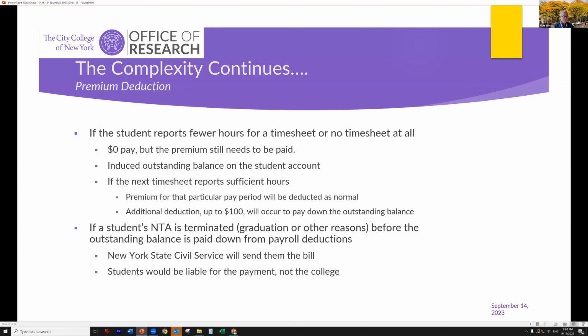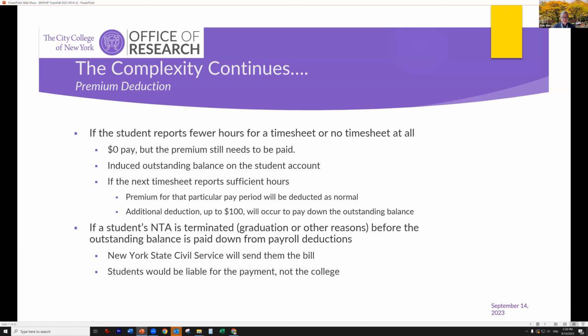So again, if the student reports fewer hours or no timesheet at all, that becomes a problem, and that creates an outstanding balance. So what happens with the outstanding balance? Let's just say that the student missed the past 2 timesheet submissions, but their premium started in August, and now they have, let's just say, $110 on their account as outstanding balance.